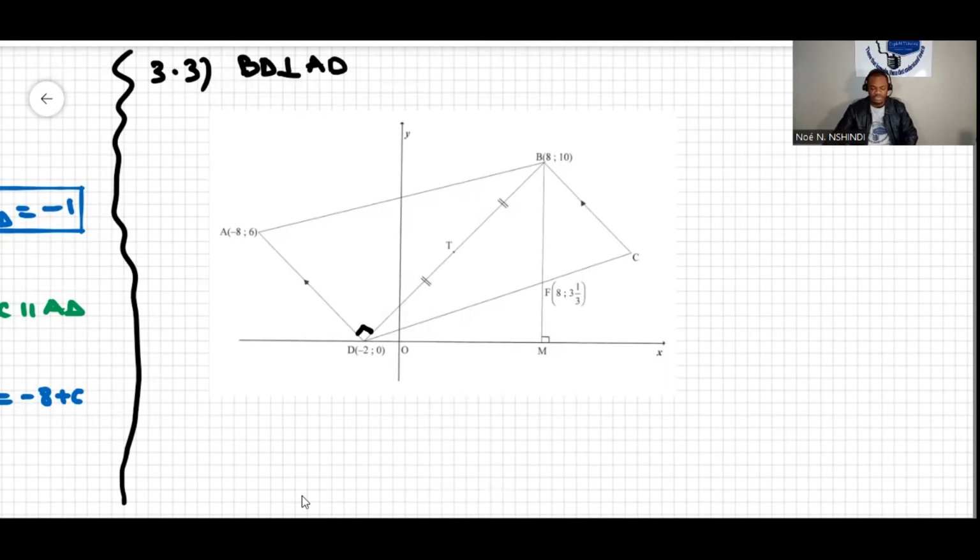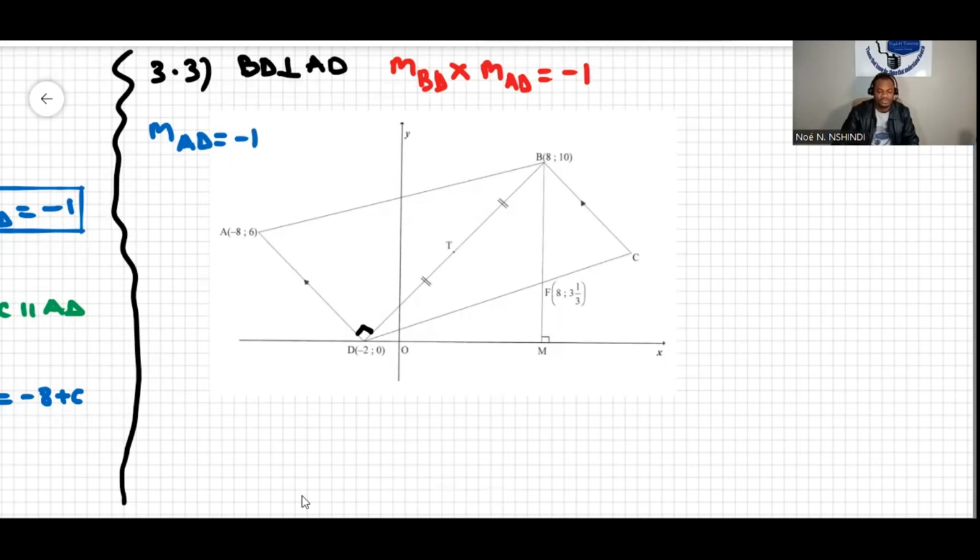Okay, so in other words, it simply means that the gradient of the line BD times the gradient of the line AD equals -1. Now let's prove it. In other words, we are asked to prove this. We already know from the previous question, question 3.1, that the gradient of AD was equal to -1.